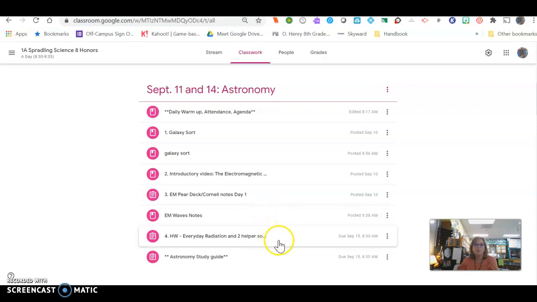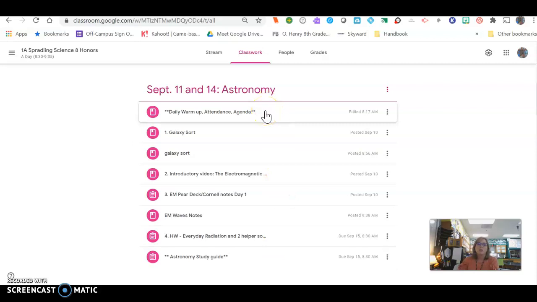And then you do have some homework today where we're going to do everyday radiation slide examples with what you have at home that uses electromagnetic waves. Next week on Thursday for A Day and Friday for B Day, we do have our first astronomy test, and so you also have your astronomy study guide.